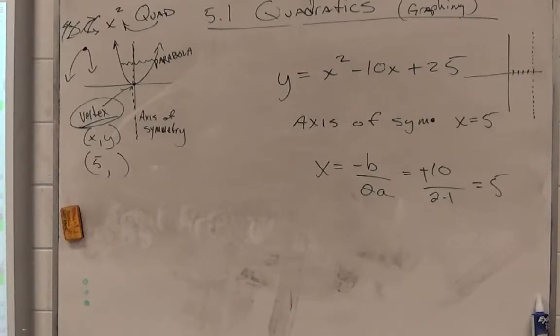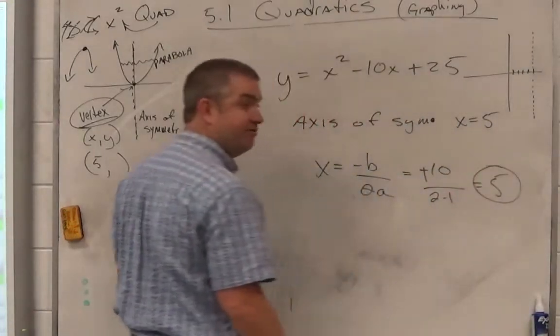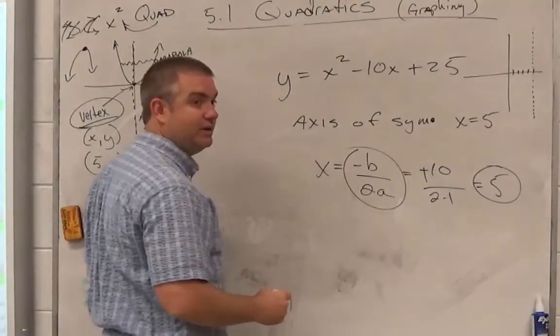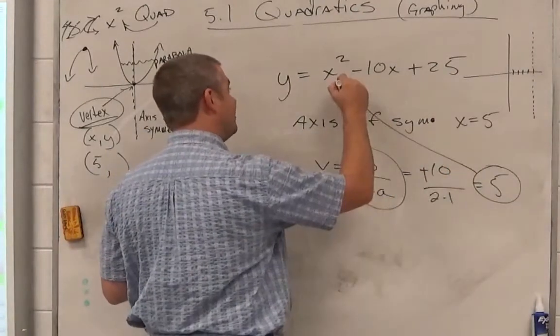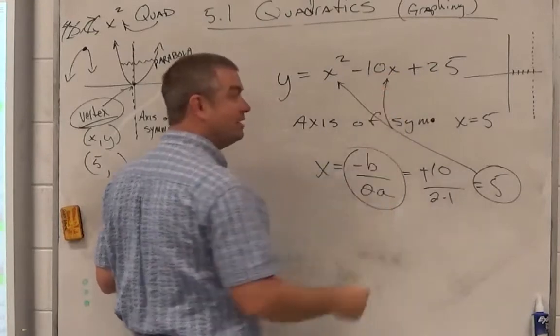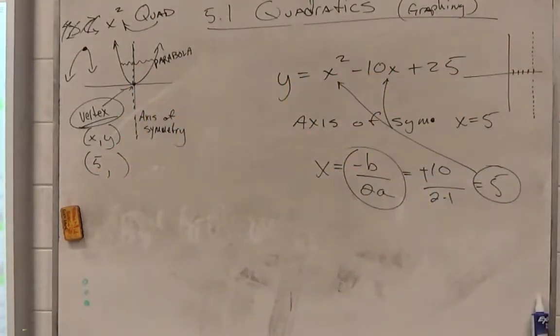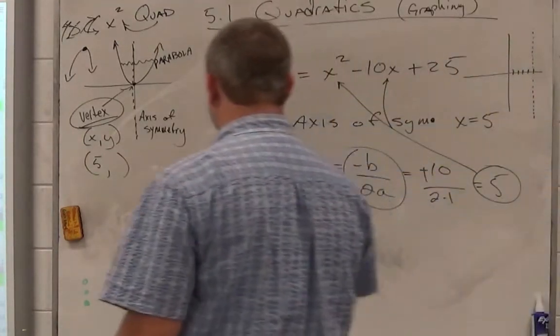Write it down. To find y, plug in x. To find y, plug in x. What does that mean? That means take this 5 that you found by doing negative b over 2a, and put it right there. Plug it in. We also have to plug it in right there. There are 2 x's in that quadratic. There's an x squared and an x. We have to plug it in both places.